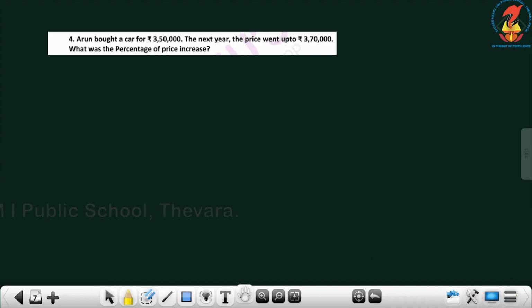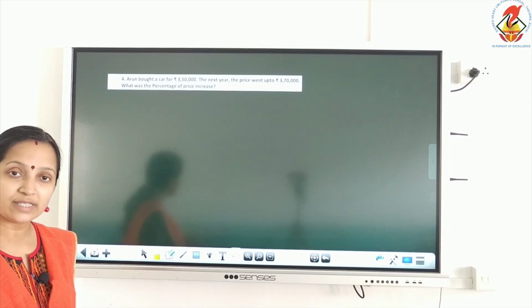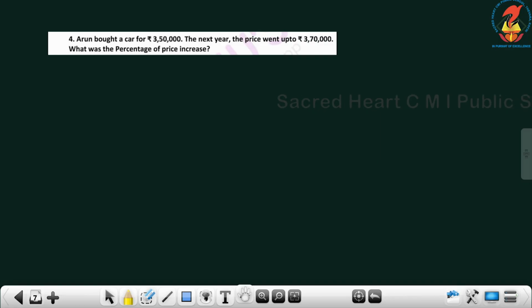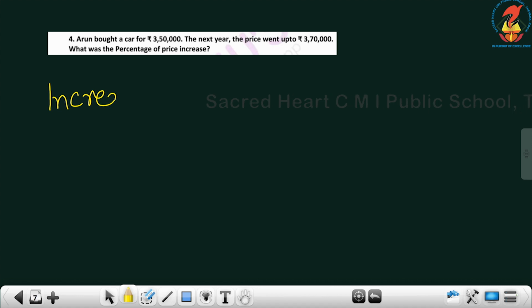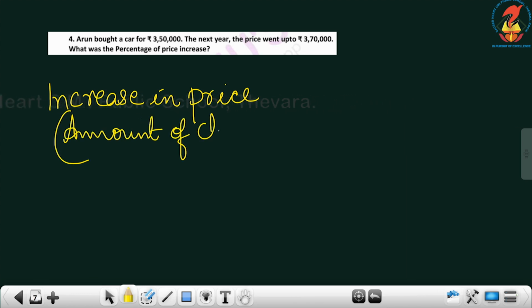Arun bought a car for rupees 3,50,000. So that is the cost price of the car, or you can say that is the original value of that car. The next year the price went up to 3,70,000. So first we will find the increase in price, or you can say amount of change, how much change happened upon the original amount. How will we find that increase in price?